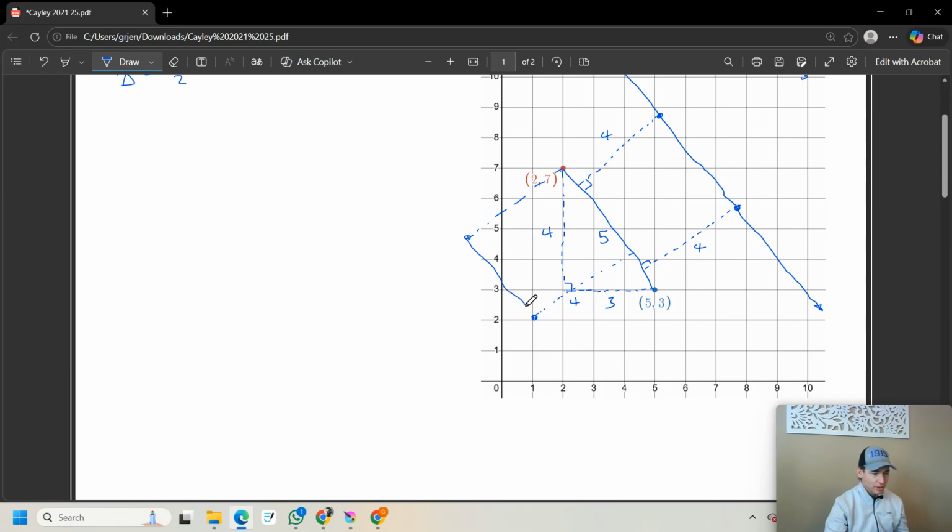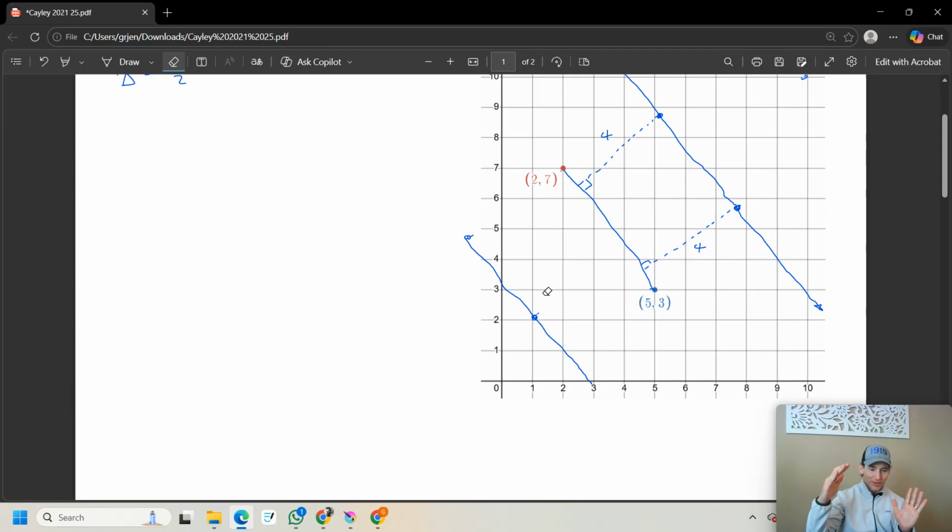There's some other line that goes like that, within which, inside of those 2 lines, is the region R. And it's parallel with this, and the edges are parallel with that first line that we drew between the points J and K, (2, 7) and (5, 3). Okay, so that's your region R. That's what it looks like.